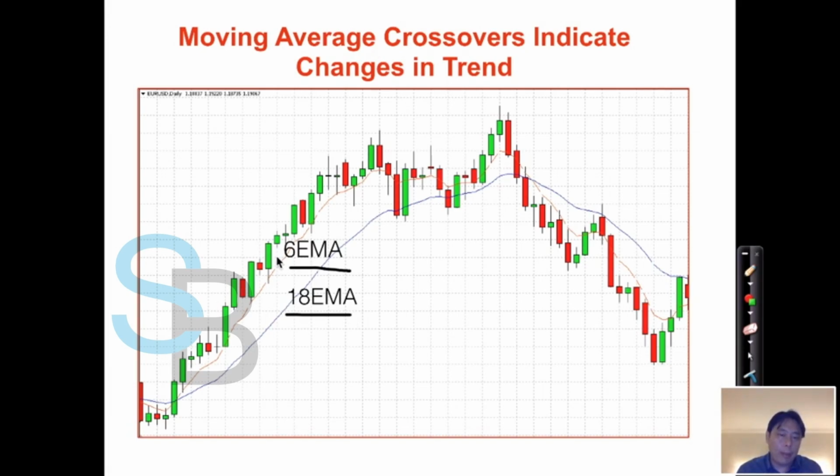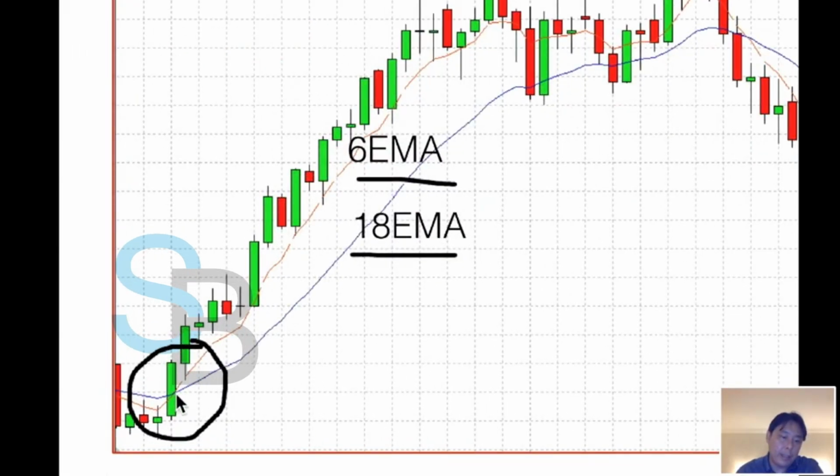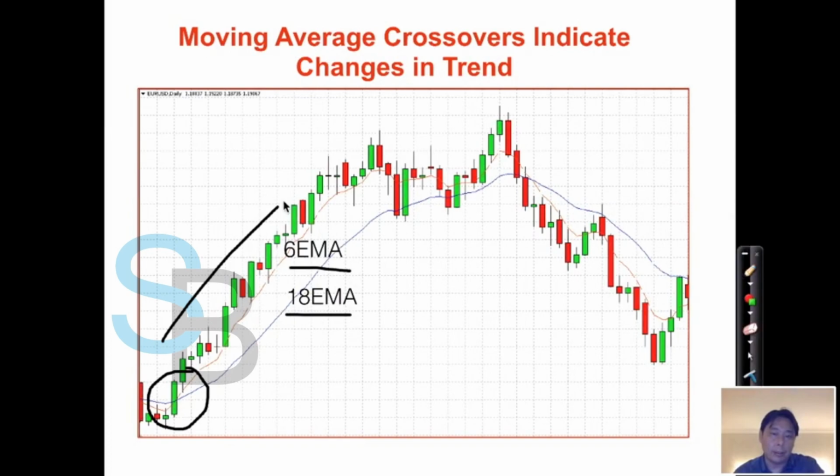So basically, when the shorter term moving average, which is the 6, crosses above the longer term moving average, which is the 18, it's a short term uptrend signal. There we go. That's the uptrend signal, right? And that's when we're going to start to get ready to buy. But we cannot just buy because it crosses over. We also have to look at, that's right, candlestick patterns and support levels. And we'll learn that in the strategy portion.